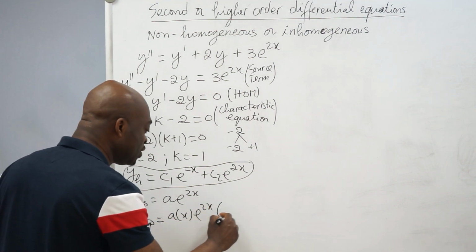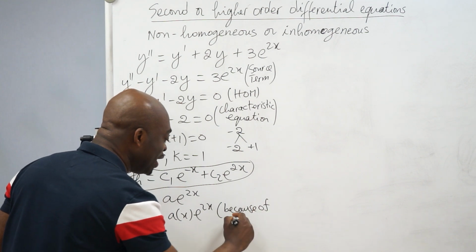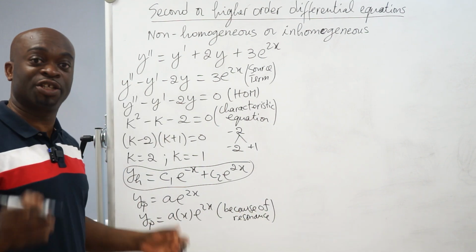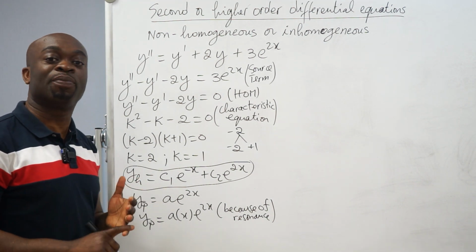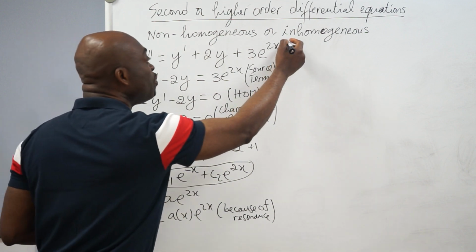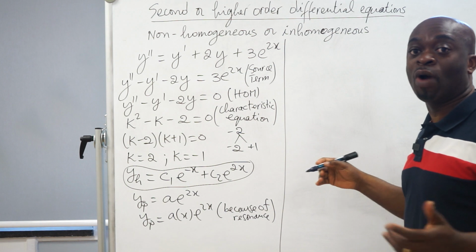So because of resonance, or contradiction, as we were going to call it, now we need to find our y prime and our y double prime. So let's go at it. Here we are, let's go for our y prime.